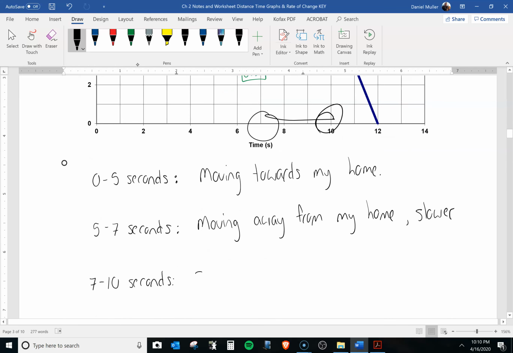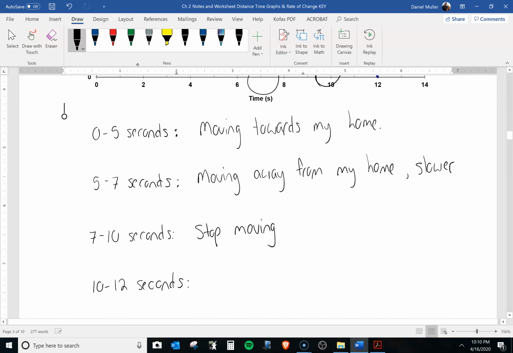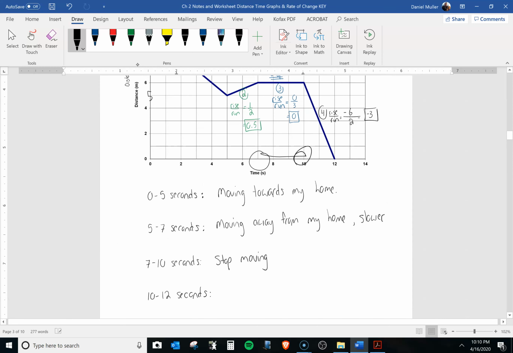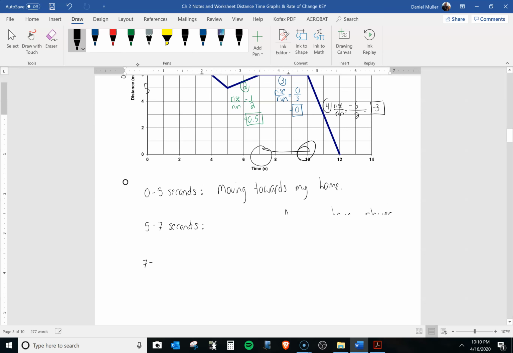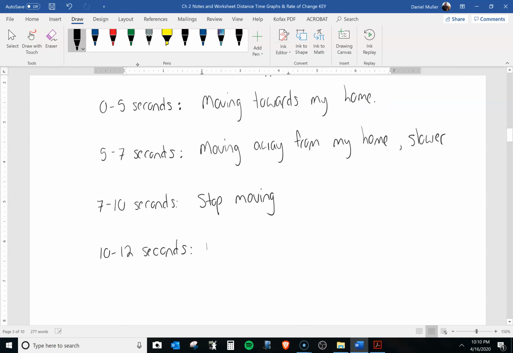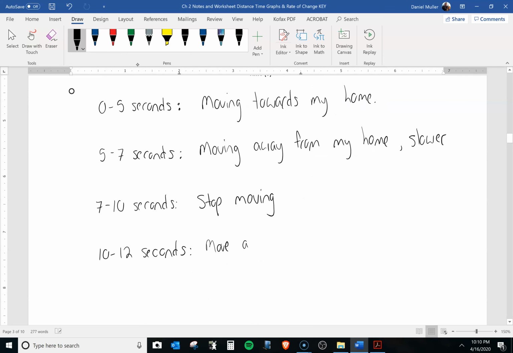From 7 to 10 seconds, I stop moving. And then lastly, it looks like I move all the way back to my home. This is the fastest.